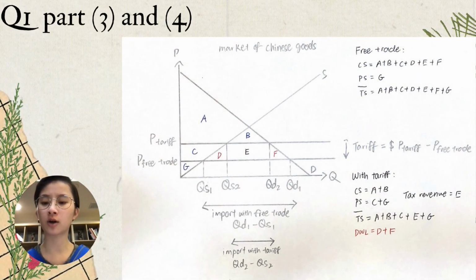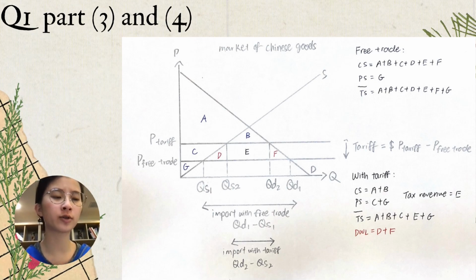With free trade, the consumer surplus is area A, B, C, D, E, F. The producer surplus is area G. The total surplus is A, B, C, D, E, F, G. However, with tariffs, the consumer surplus falls to only A plus B. Producer surplus is C plus G. Tax revenue is area E. The total surplus falls to area A, B, C, E, G. The deadweight loss created is area D plus F.